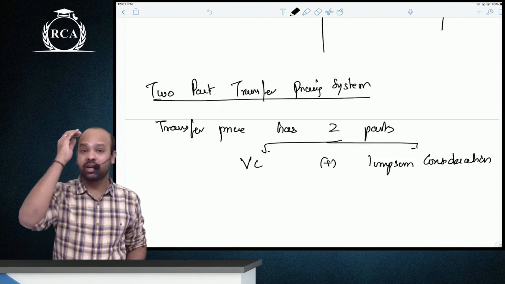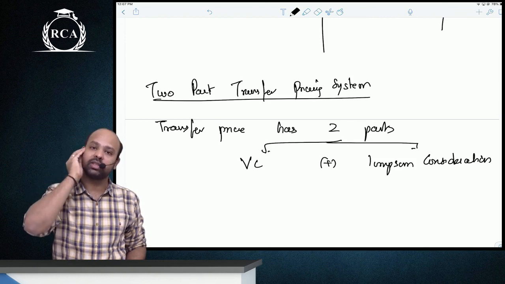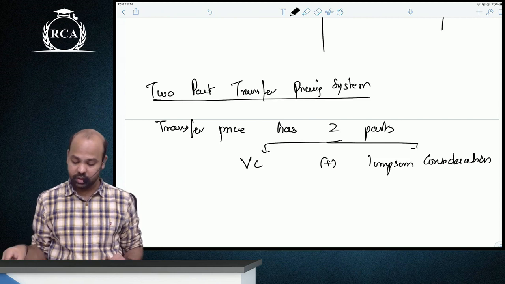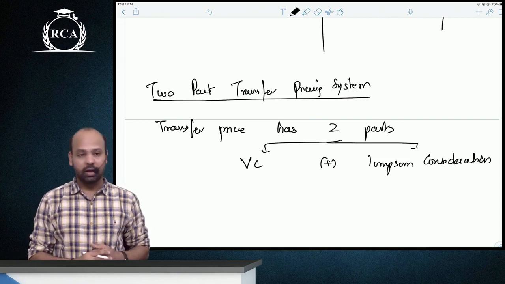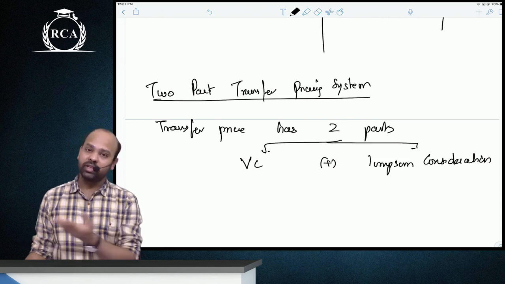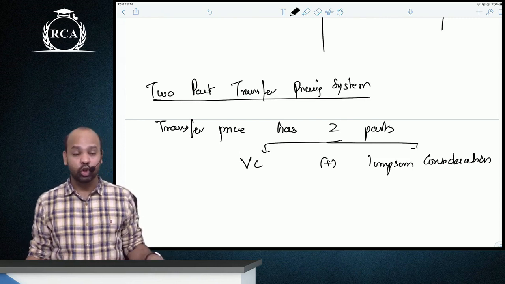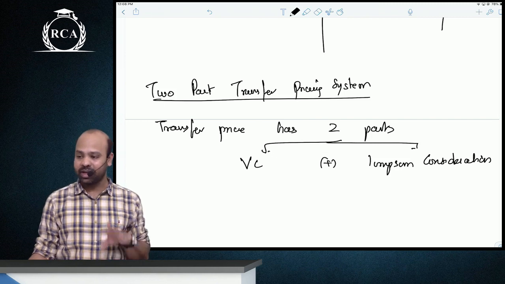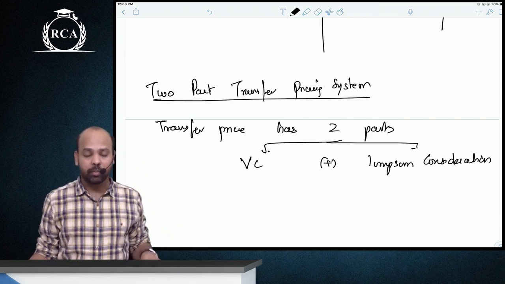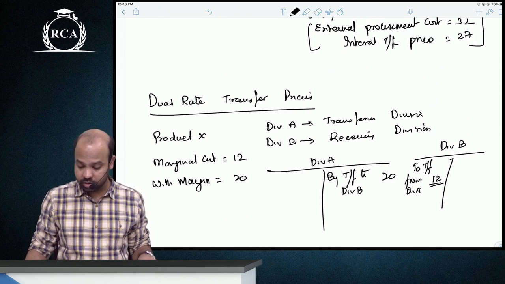As the output is increased, the incremental cost is only the variable cost, and nothing else. Another advantage to the receiving division is that they're procuring the output at a lesser price than the overall market price. But again, from the viewpoint of the company, I will have to ensure that the proper recovery of fixed costs is being done or not.